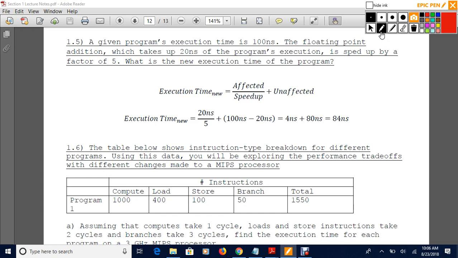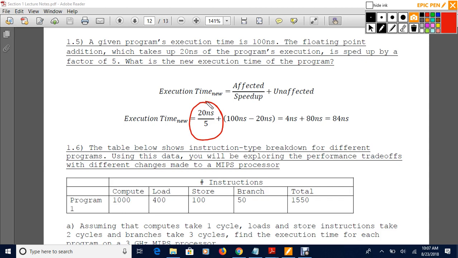A common mistake would be 100 divided by 5. It takes me 20 nanoseconds. Using Amdahl's law, we know that we have 20 nanoseconds, and then the speedup of the floating point, we've improved by a factor of 5, which is quite an amazing improvement, but we're only affecting that portion.